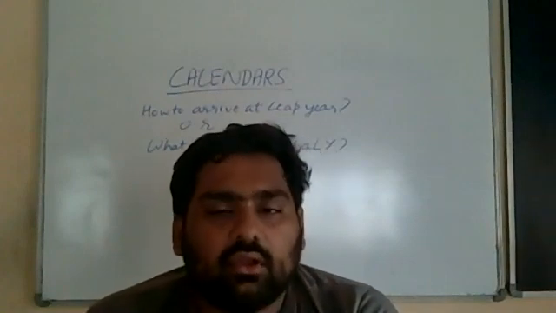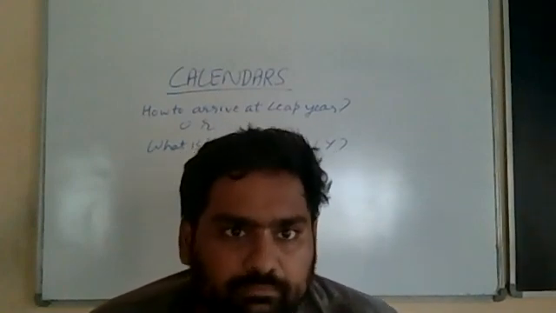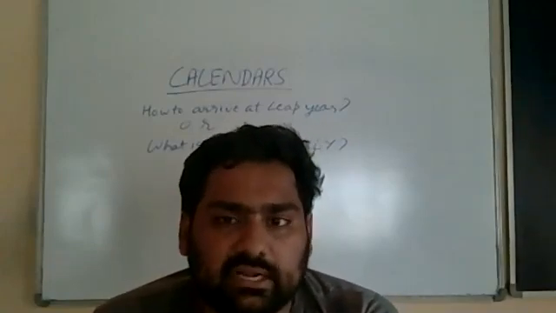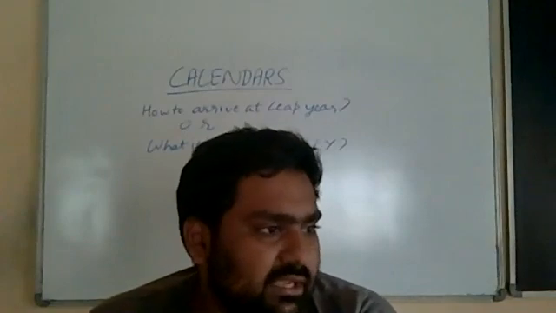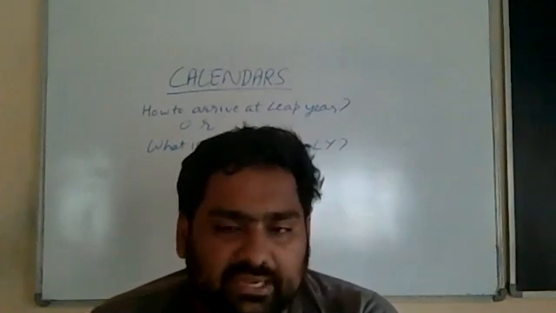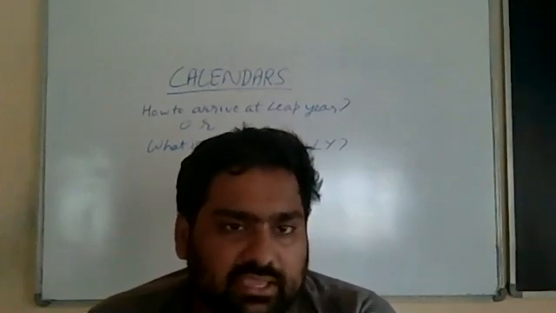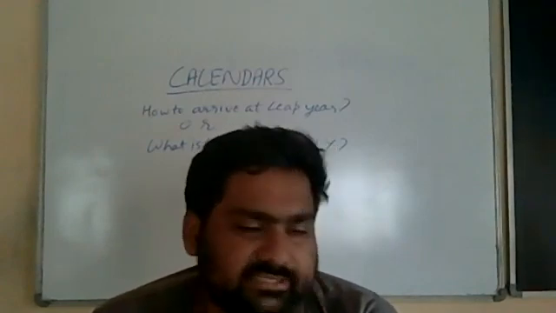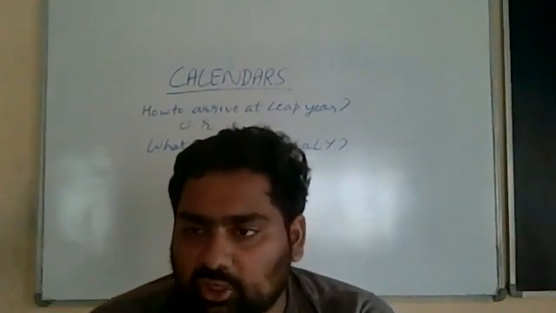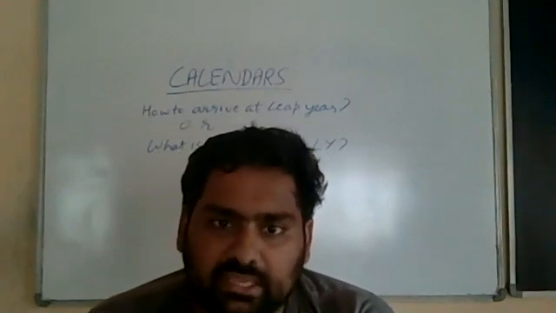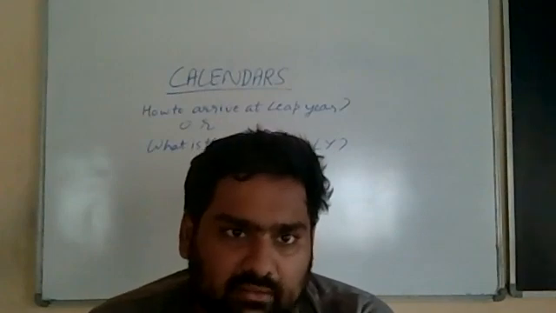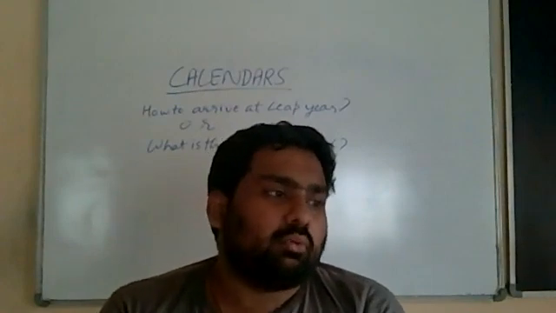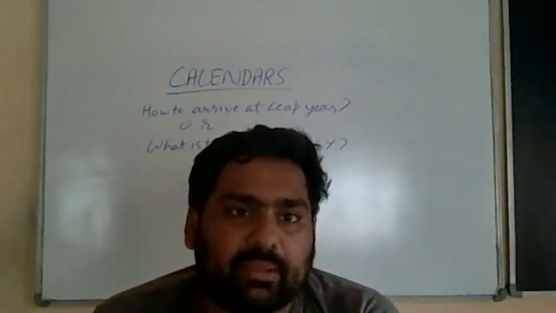The logic is leap year comes once in 4 years, true. But if it is a century year, what is a century year? Like 2100, 200, 300, 400. If it is a century year, then if that century year is divisible by 400, then it is a leap year, or else it is not a leap year. Why by 400? Why does this happen?